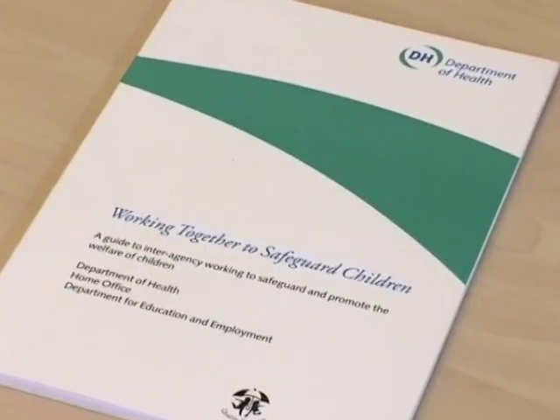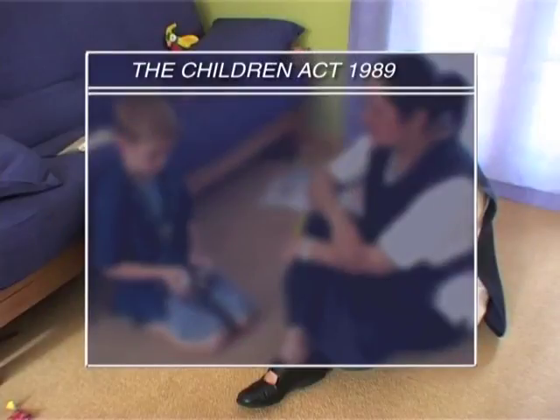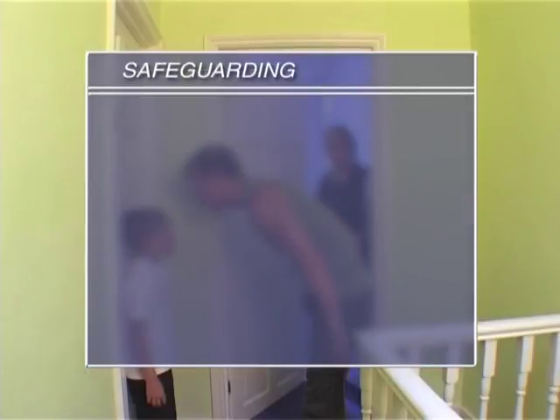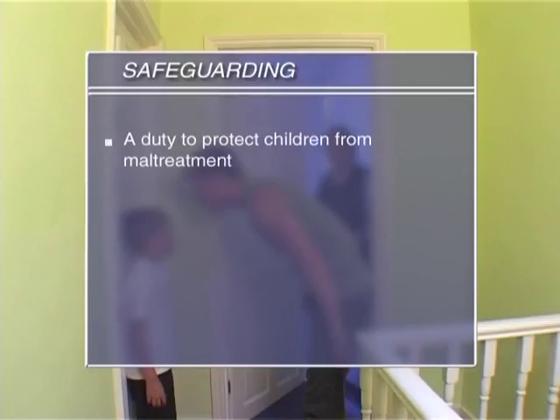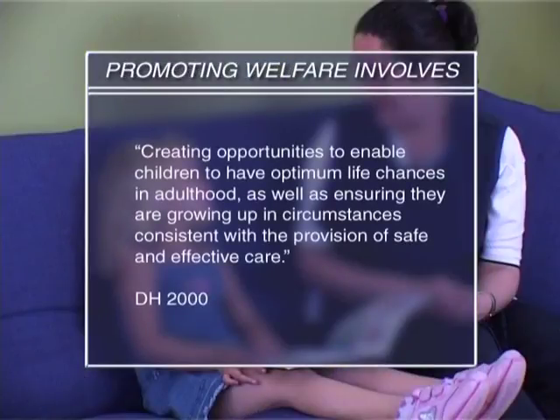It's important to understand that a child might be assessed under different legislation, namely the Children Act 1989. One of the fundamental principles underpinning the Children Act is to safeguard and promote the welfare of children. Safeguarding has two elements: a duty to protect children from maltreatment, a duty to prevent impairment. Promoting welfare involves creating opportunities to enable children to have optimum life chances in adulthood, as well as ensuring they are growing up in circumstances consistent with the provision of safe and effective care.